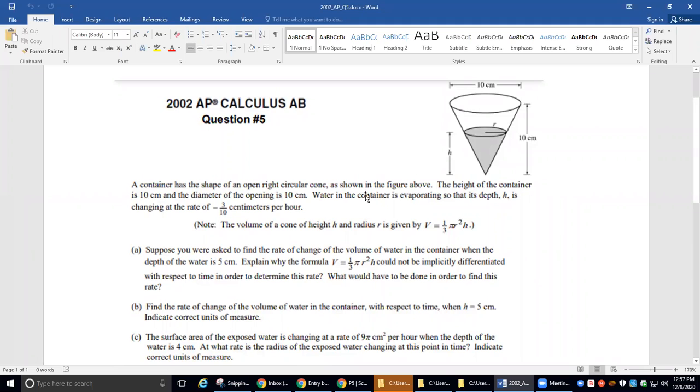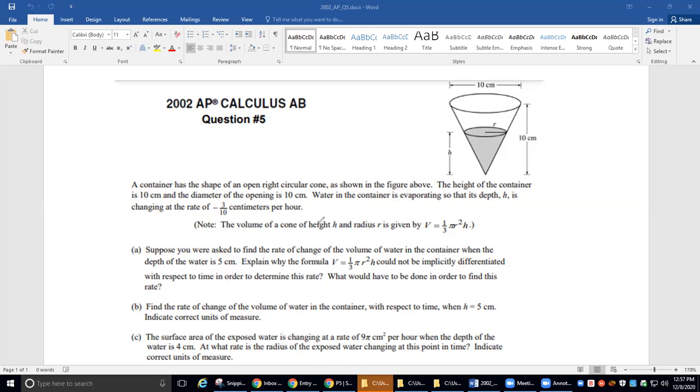So the water in the container is evaporating, so the depth h is changing at a rate of -3/10 centimeters per hour. Since they use that verb, evaporating, it means you're losing, right? Evaporating should come to your mind: I'm losing. So if you ever get a problem like this, think to yourself, what would my rate of change be depending upon the verb tense that they're using? If this said that the water in the container is filling up, then obviously I would have a positive rate of change instead of a negative.